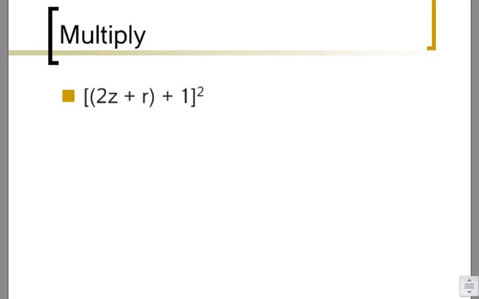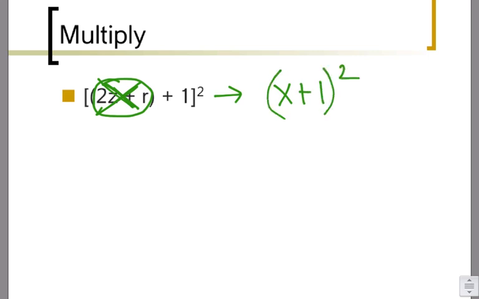Now the last multiplication problem I have for you is this one that looks awful. And I just want to show you that this awful problem is actually not as bad as it looks. Basically, this whole 2z plus r thing, I could just replace it with an x. Okay, if I was to write an x there, let me just rewrite the problem. It's really just x plus 1 squared. And we already learned how to do x plus 1 squared.